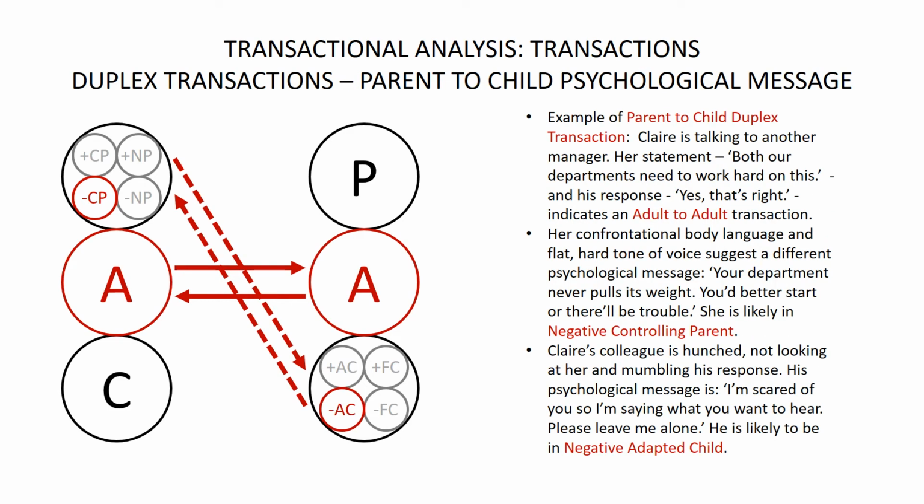As an example of a duplex transaction with a parent-to-child psychological message, Claire is talking to the manager of another department. She initiates the transaction by saying, "Both our departments need to work hard on this." He responds, saying, "Yes, that's right." This appears to be a rational exchange of views in which both parties are in their adult ego state. However, an analysis of nonverbal cues reveals something different.